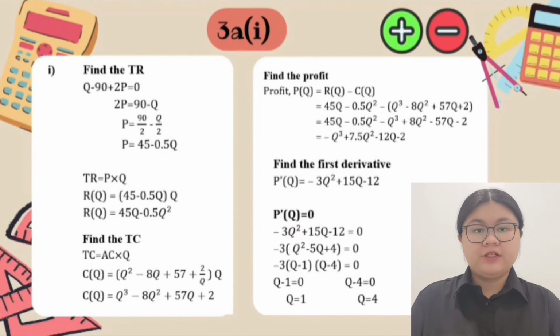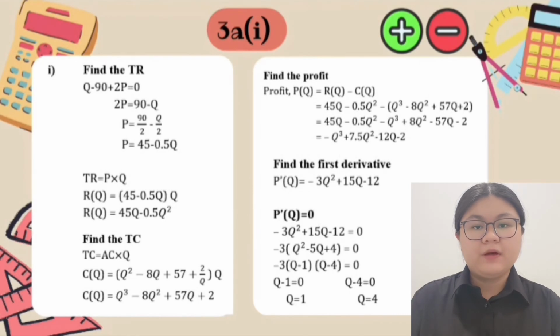For the first part of the question, we need to find the profit function first, which is total revenue minus total cost. So we must first determine TR and TC. To find the TR, we rearrange the demand function to find price P. So we get P equals 45 minus 0.5Q. Multiplying this by quantity Q gives us a total revenue of 45Q minus 0.5Q squared.